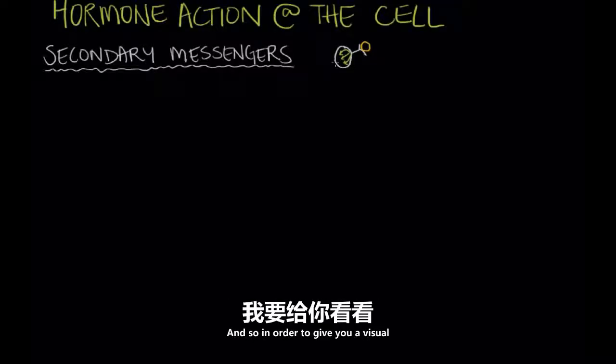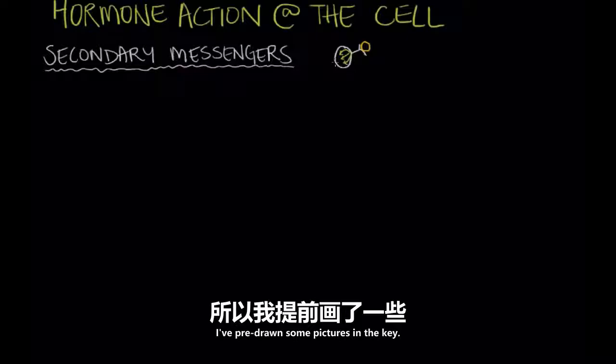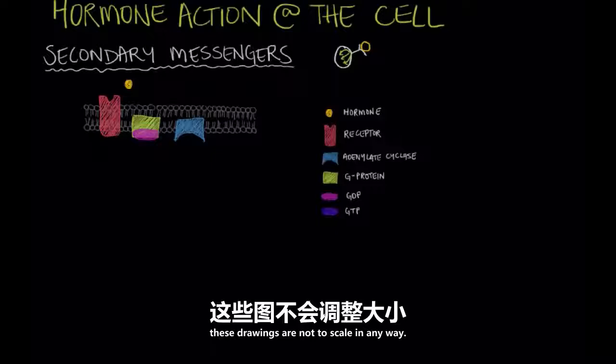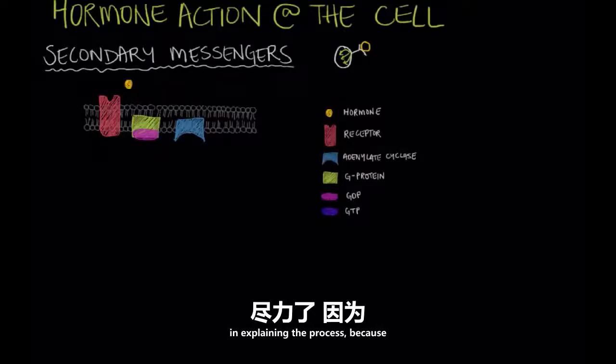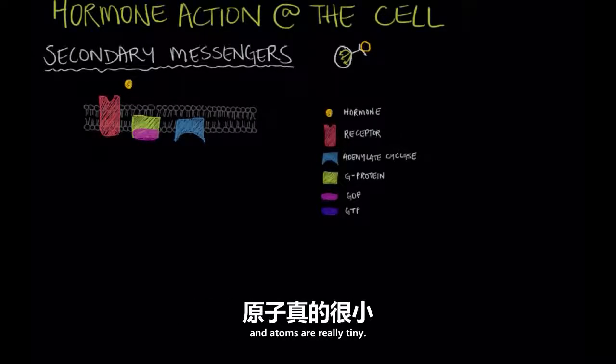And so in order to give you a visual for how this might take place in the cell, I've pre-drawn some pictures and a key, so let me pull those in here. And I want you to be sure that these drawings are not to scale in any way, but this is the best I can do in explaining the process, because all of this is happening at the atomic level and atoms are really tiny.